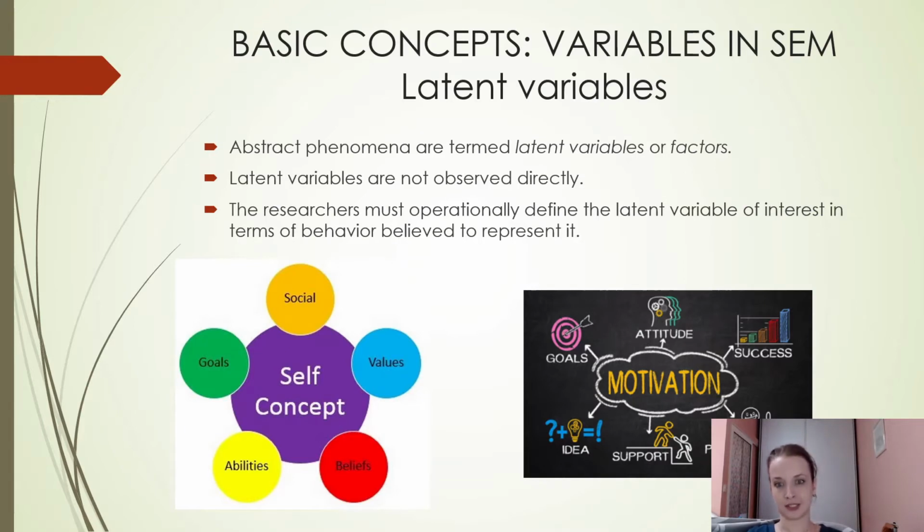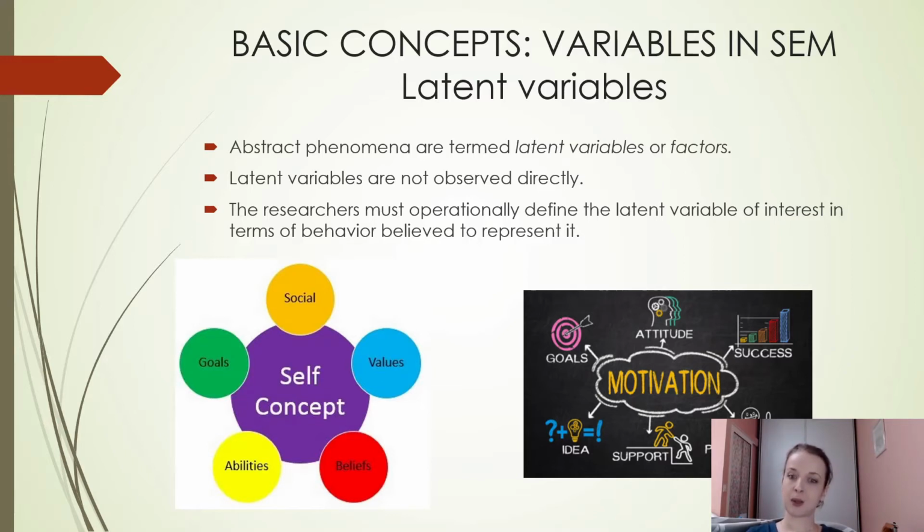In the behavioral sciences, researchers are often interested in studying theoretical constructs that cannot be observed directly. These abstract phenomena are termed latent variables or factors. Examples of latent variables in psychology are self-concept and motivation. Because latent variables are not observed directly, it follows that they cannot be measured directly.